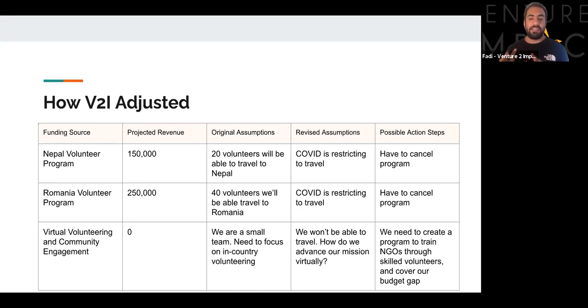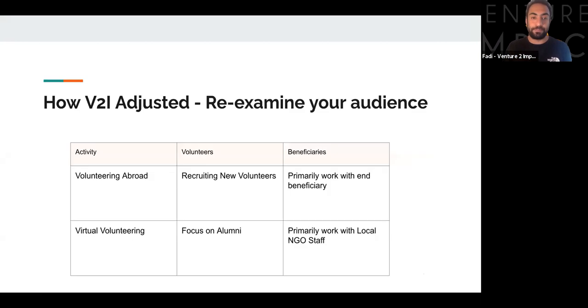Then the revised assumption is, well, we won't be able to travel. So can we advance our mission? Can we still realign to our mission, but in a virtual setting? And then finally, the plan was, okay, we need to create a program to train NGOs through skilled volunteering and cover our budget gap.